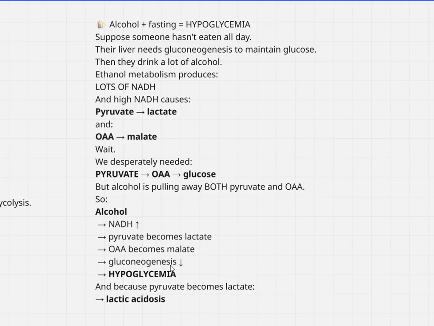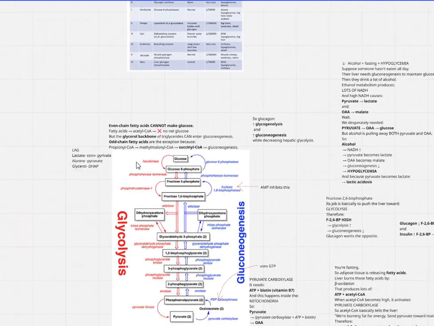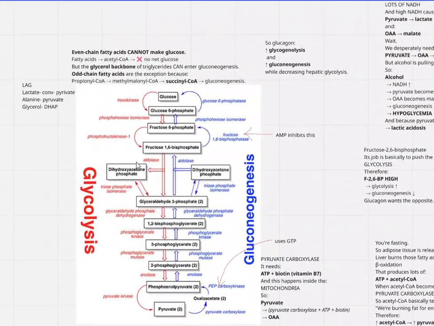Now that leads to hypoglycemia because the pyruvate is becoming lactate, and this is why you get lactic acidosis in alcoholics. I really hope that was easy to understand. I really tried to make you guys understand it.